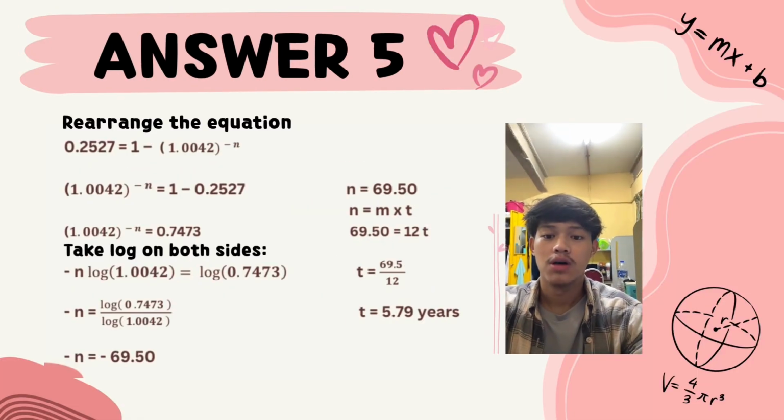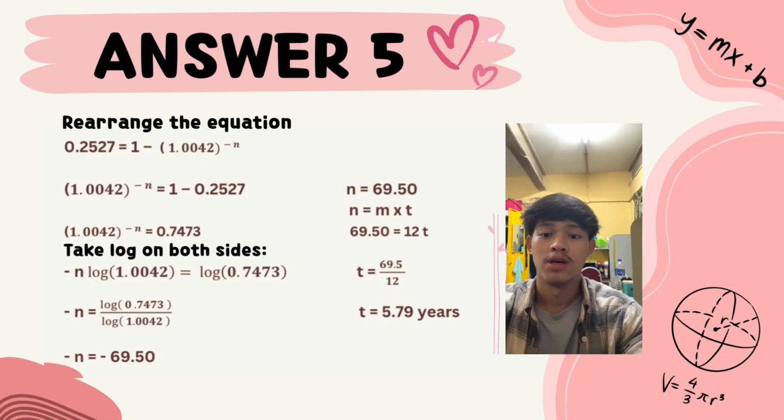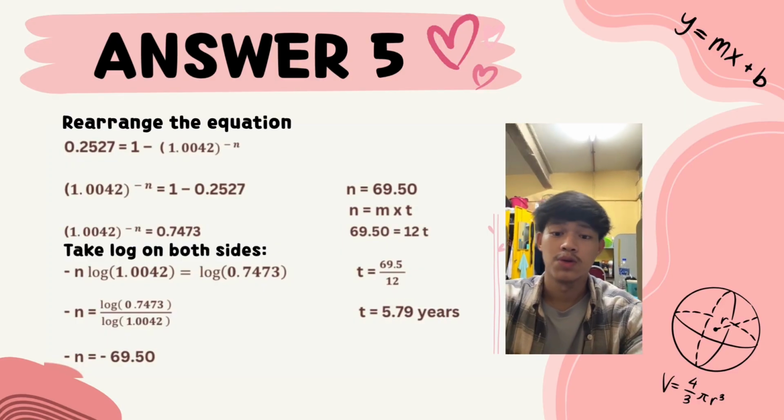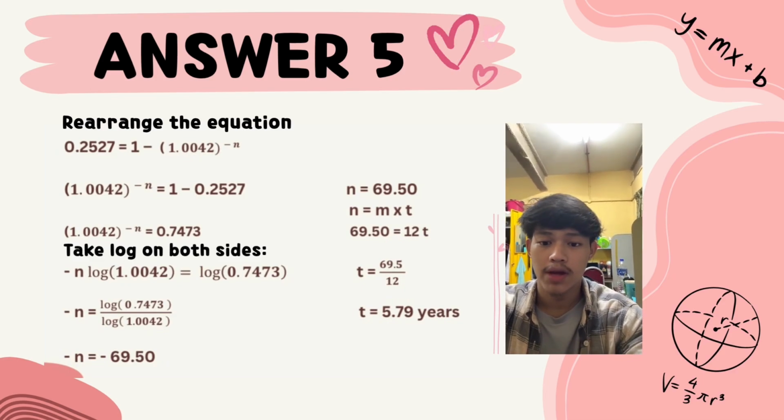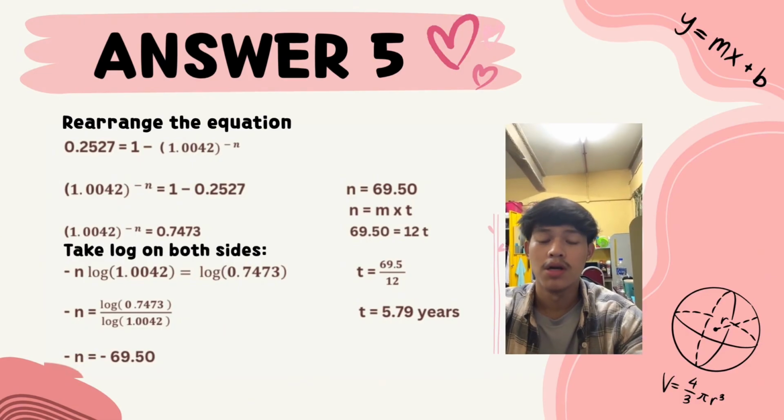So here is the answer for question number 5. From the previous step, we already have the answer. First of all, we need to rearrange the equation. Then we get 0.7473. Then we need to use log to solve this question. After using log for this calculation, we get 69.50. So this means 69.5 is equal to the months. Before that, you need to convert to years. As you can see, we use the formula, and then we get 5.79 years. So it will take about 5.79 years to finish the payment.